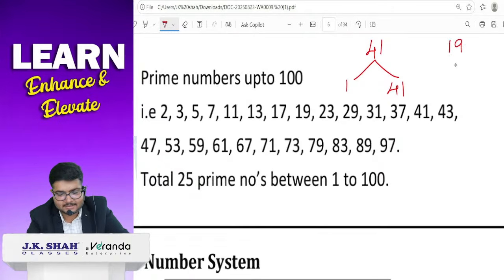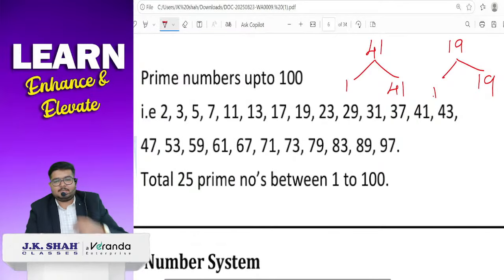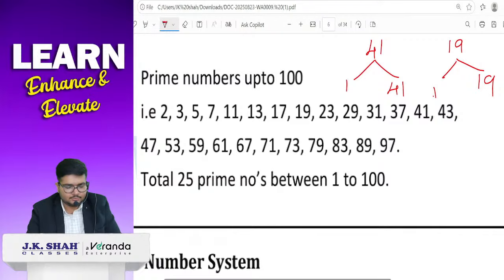In fact, let us take 19: 1 and 19. There are only two factors. That is why all these numbers are called prime numbers. Understood? Now what are the types of question that can be asked to you?